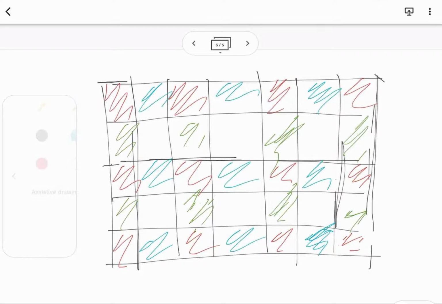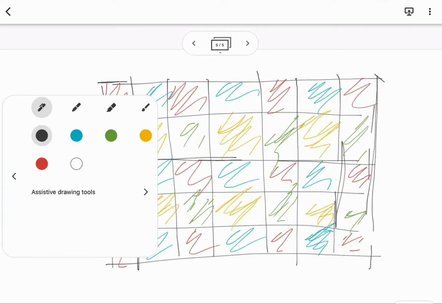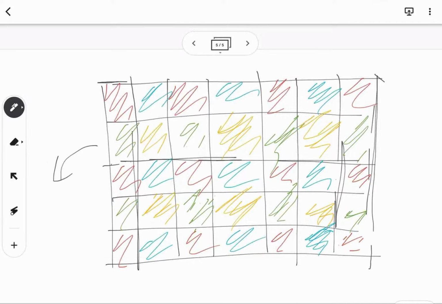You notice that there are not very many yellows, right? There are only 6 yellows, because there are 3 columns with yellows and 2 rows with yellows. So there are 2 times 3 equals 6 yellows. In the 9 by 11 board, the number of yellows would be 4 by 5, which is 20.